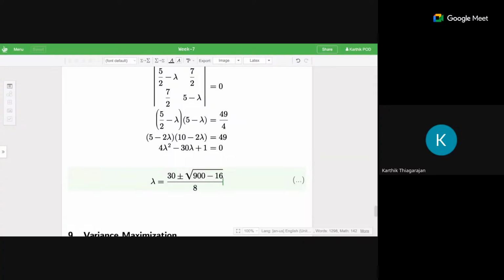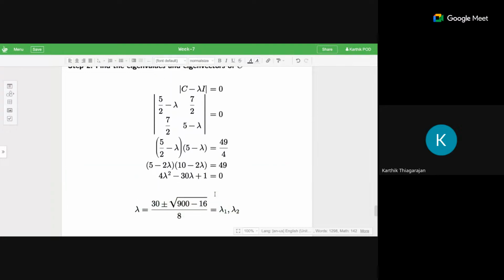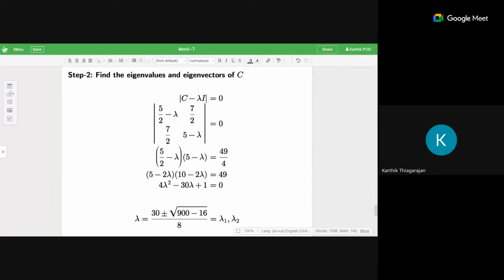So this 900 minus 16, by any chance, is it a square number? It is 884. Is 884 a square by any chance? No. If it is, life will be very easy. If not, I'll have to take some other example later. Square root of 884 is what? 29.73. So it is 29 point something, not a square, unfortunately. But you will end up with lambda 1 and lambda 2. So you have to trust me on this. Of course, we won't give you such bad numbers in the exam.